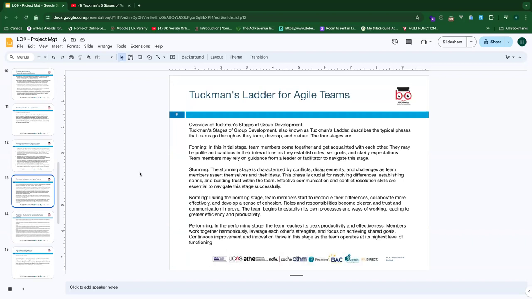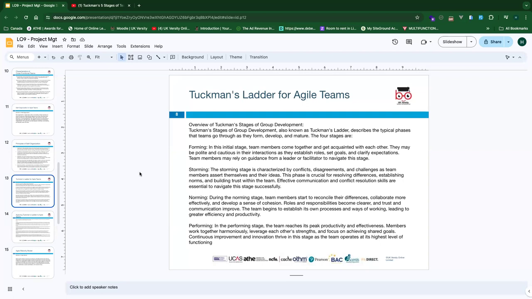In the performance stage, I'm not sure if we spoke about this, but the performance stage is when the team reaches its peak productivity and effectiveness. That's when team members focus on each other's strengths to achieve shared goals, and you continuously improve and innovate in that stage.